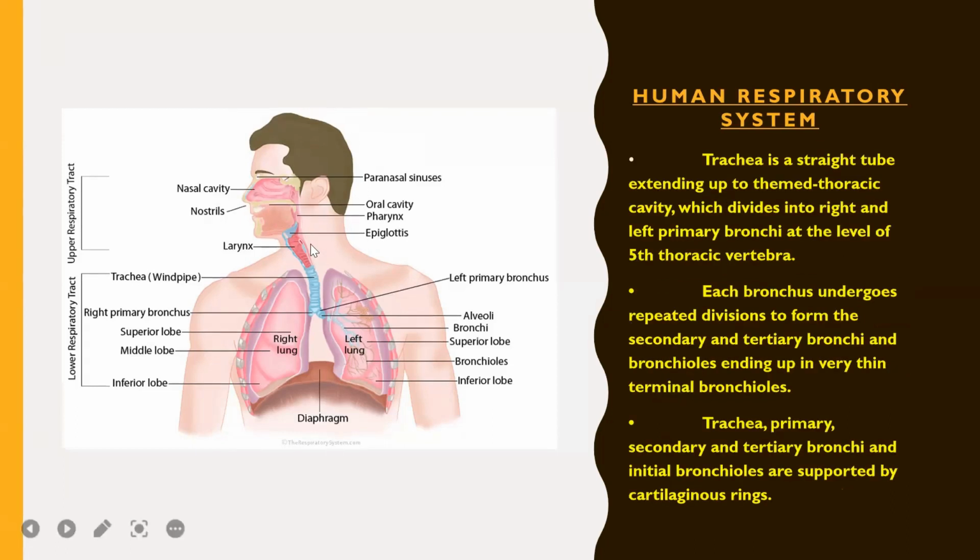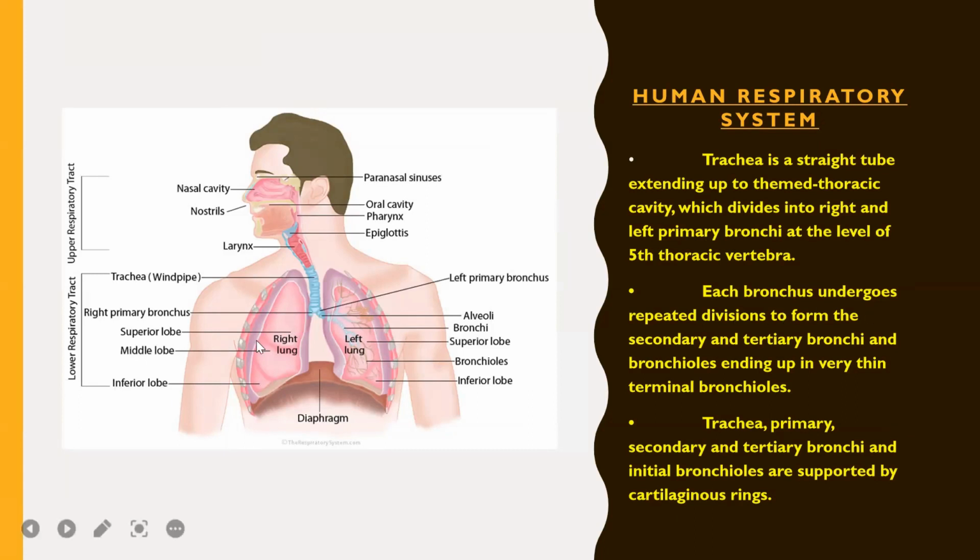Then trachea is there. Trachea is a straight tube extending up to the thoracic cavity. So this region is called as thoracic cavity. This whole region will be there, no? So this is thoracic cavity. It is a tube-like structure which extends up to the thoracic cavity, later it divides into right and left primary bronchi. It divides into branches, this branch and this branch. So these both branches are called as bronchi.